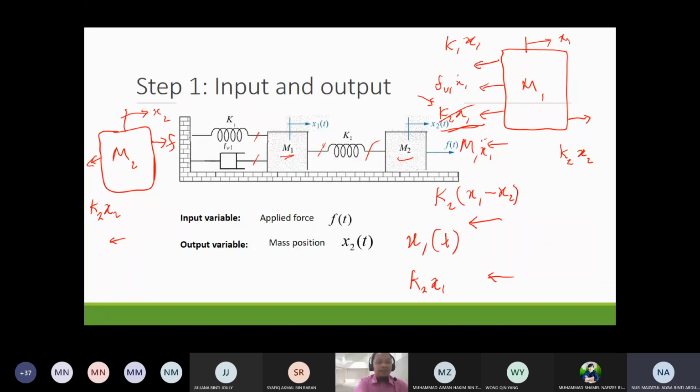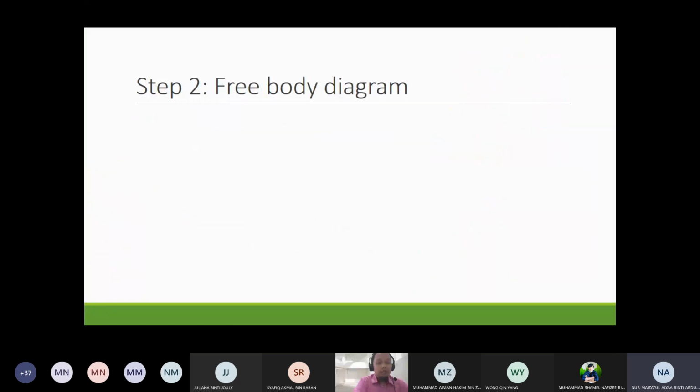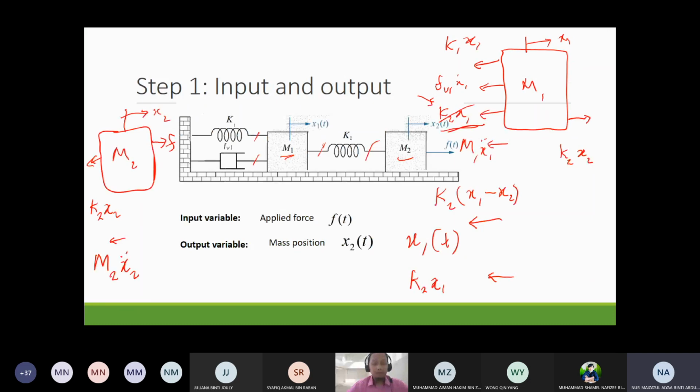Okay, so we have another force from the inertia. So we have M2 X2 double dot. And then the spring K2 is also connected with M1, so we need to consider the force from M1. Similar to free body diagram number 1, you can write x2 minus x1. Okay, you can write here x2 minus x1.